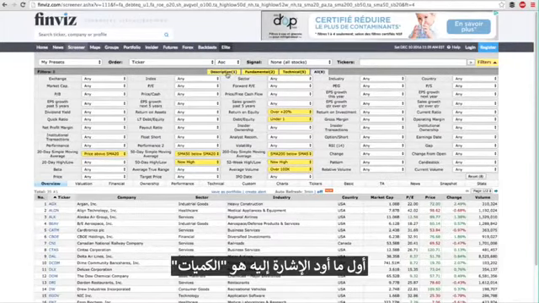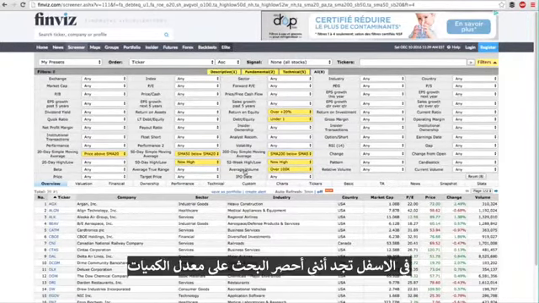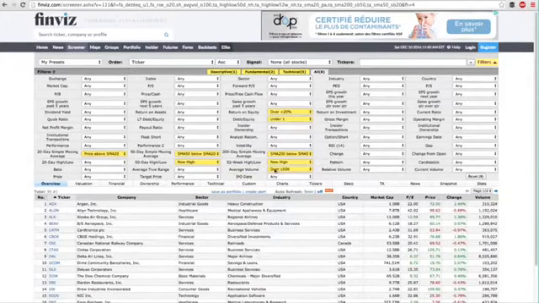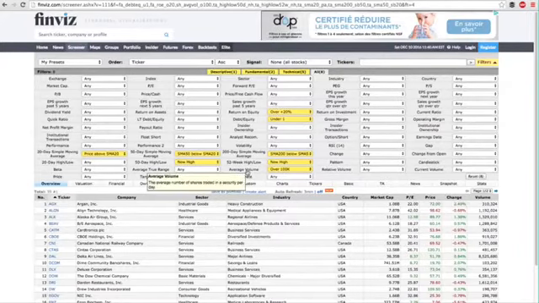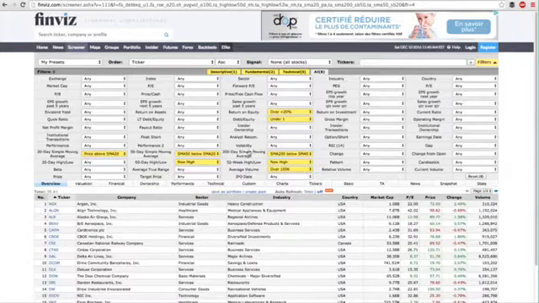The first thing I like to screen for is volume. This falls under the descriptive tab. Down here, you can see that I'm filtering for average volume over 100,000 shares. This is a nice baseline level of liquidity for the average individual investor or trader.